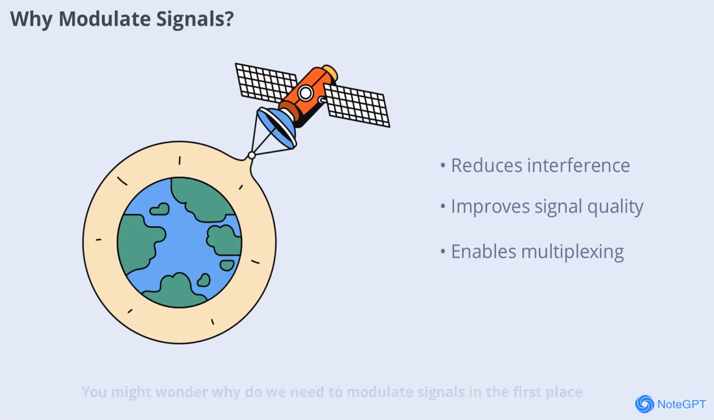You might wonder, why do we need to modulate signals in the first place? The answer lies in overcoming the limitations of direct transmission. Unmodulated signals are susceptible to noise, interference, and attenuation, which can degrade the quality of communication. Modulation allows us to shift the frequency of the original signal, making it possible to transmit multiple signals simultaneously without interference. It also helps in efficiently utilizing the available bandwidth and improving the overall quality of transmission.